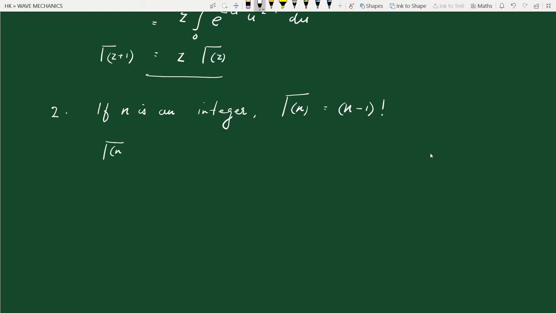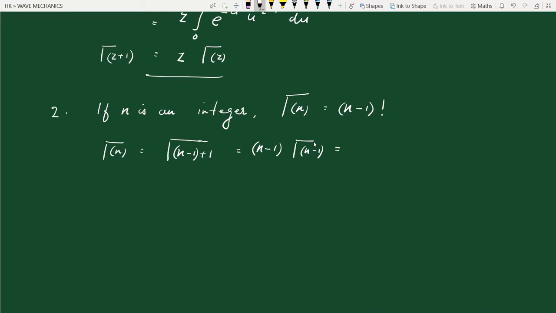Okay, let us start like this. Gamma n you can write as gamma of n minus 1 plus 1. Okay, let us look at the previous result. Gamma z plus 1 is equal to z times gamma z. So now instead of z, if you have n minus 1, gamma of n minus 1 plus 1, you can write as n minus 1 times gamma n minus 1, right?